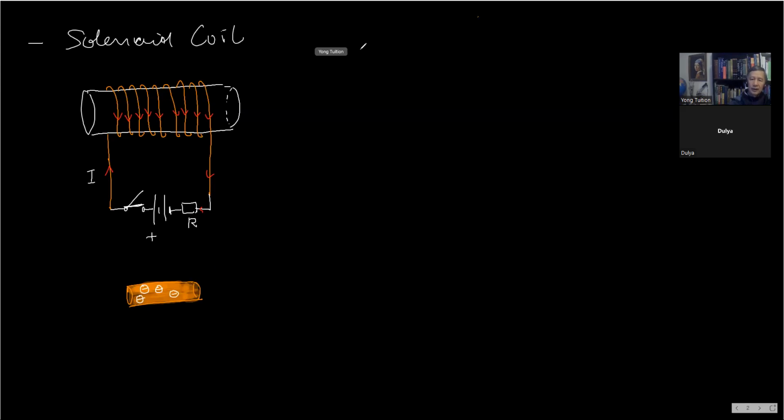If, for example, we apply positive here and negative here, which direction does the electron go? This is positive. So which direction does the electron go?